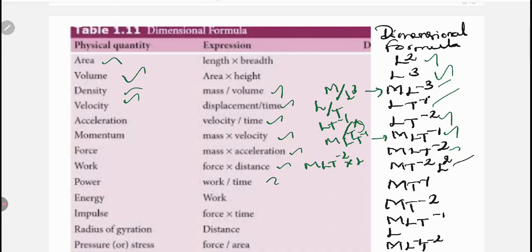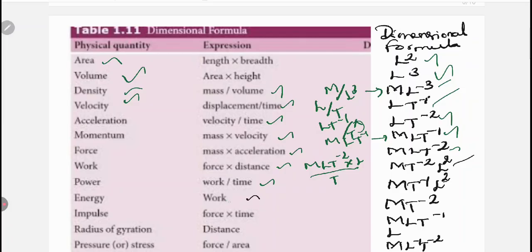Okay. For power, it is work by time. So work is M L square T raised to minus 2, divided by T here. If you take T to the numerator, I will have M L square T raised to minus 3. So these are the derived units, and you should be careful while calculating. If you miss anything, you will miss the formulas.